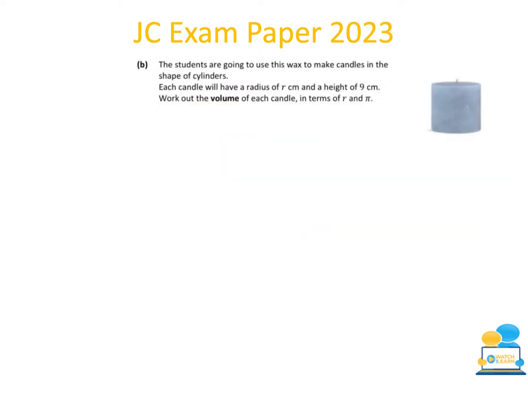Okay, part B of this question says the students are going to use this wax to make candles in the shape of cylinders. Each candle will have a radius of R centimetres and a height of 9 centimetres. Work out the volume of each candle in terms of R and pi.